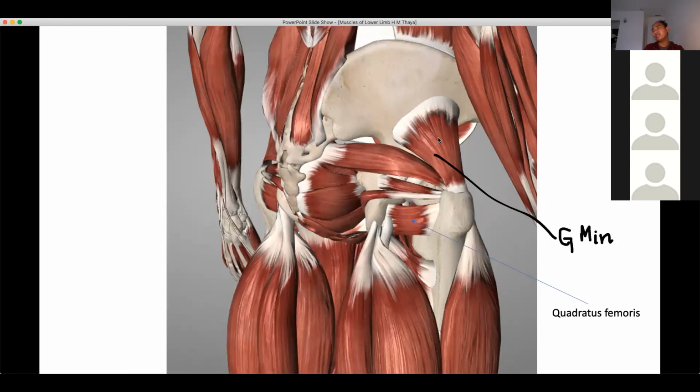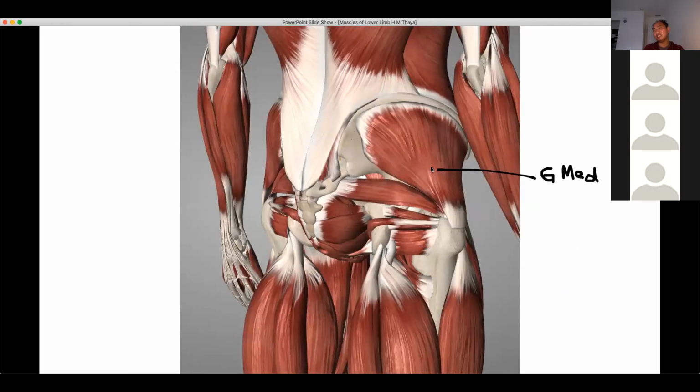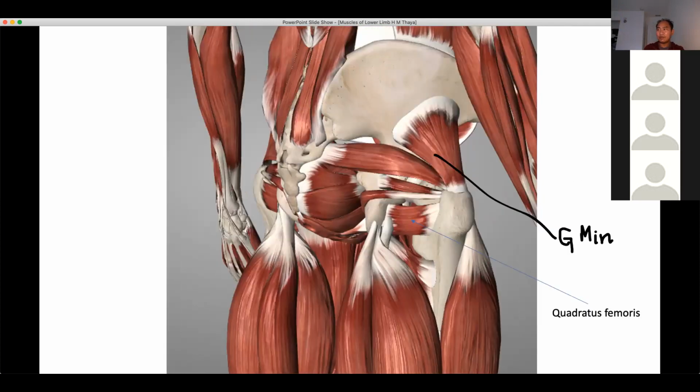Gluteus medius and gluteus minimus are more on the lateral aspect of the hip, and therefore their job is to abduct the hip and the femur. Right. Now when we look at the back of the hip, you can see a quadrangular muscle, which is quadratus because it is at the femur, so quadratus femoris.